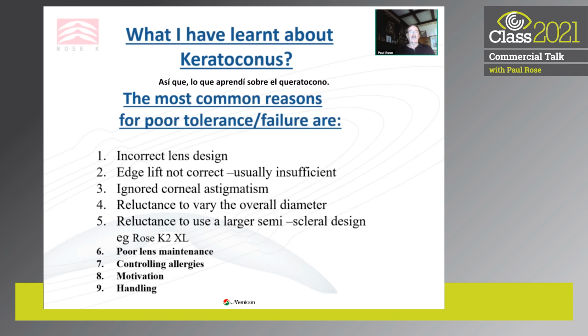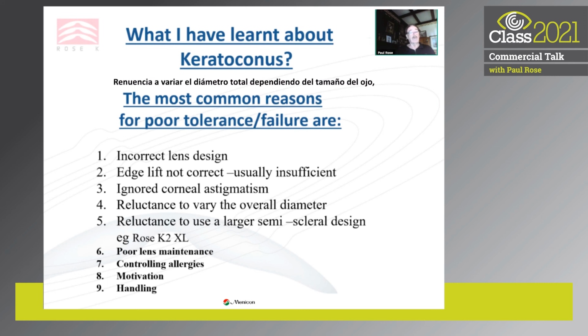So what I learned about keratoconus, the most common reasons for failure is number one, choosing the incorrect lens design. And the most common is choosing a corneal lens design for pellucid or choosing a keratoconic design for a nipple cone. Those would be the two that I see frequently mistaken. The edge lift is not correct and it's usually not sufficient. Ignored corneal astigmatism, we haven't had a chance to cover that today, but there are many asymmetric options which allow you to fit astigmatism with Rose K.